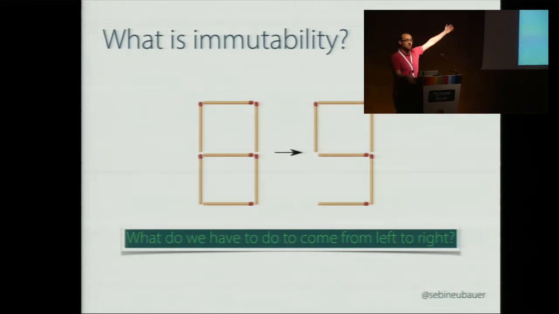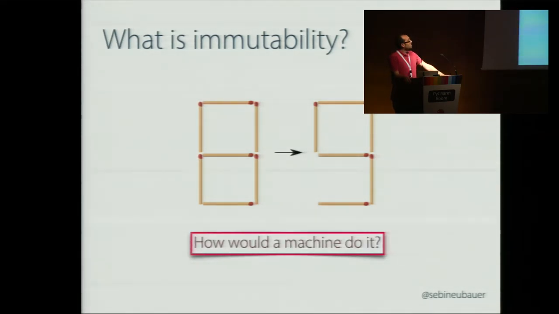So what would you do? Remove one. Yeah, we remove the left lower one, of course. Imagine it would be Stonehenge and these are stones. We would remove the one and then we have a 9. But now the question is, if we had implemented a kind of robot which has to do it, would we have done it the same way?